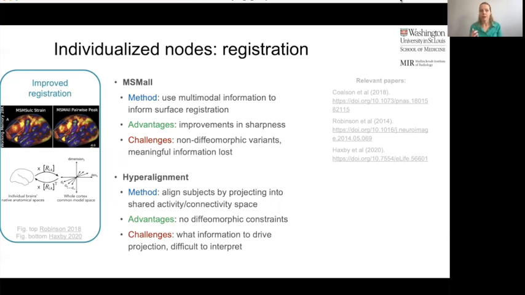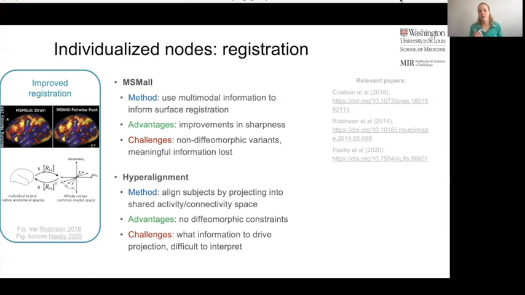And so here the idea is that, compared with volumetric registration, you can already get much better registration on the surface. But typically in FreeSurfer, for example, that's only driven by structural information. But actually, if you combine that with resting state information and task activation maps, then you can do a much better job aligning across people those functional differences. And so an advantage of this approach is that it can get really measurable improvements in the sharpness of group average results. So that's shown in the figure on the left here, and it's also shown in the Coulson paper that's listed on the right part.